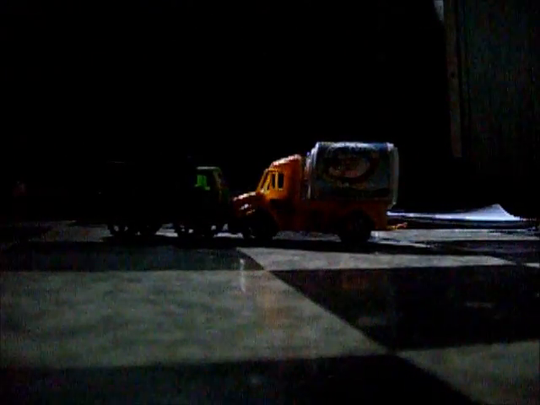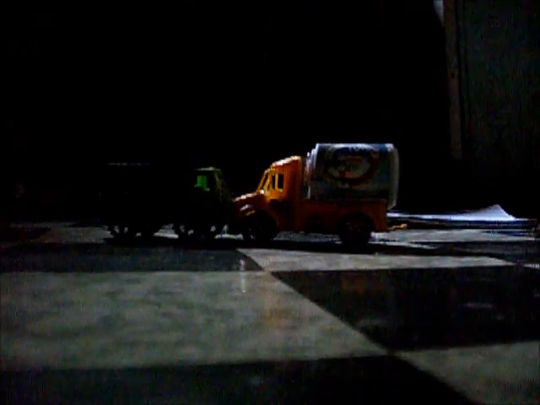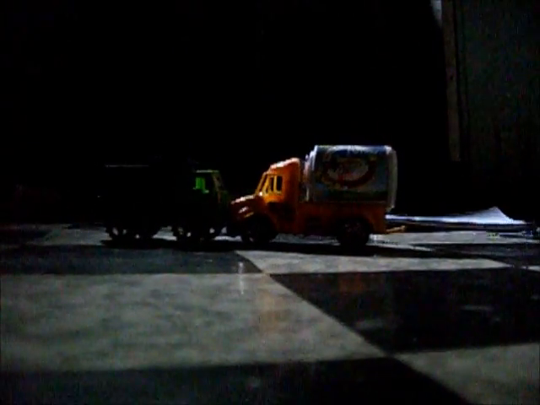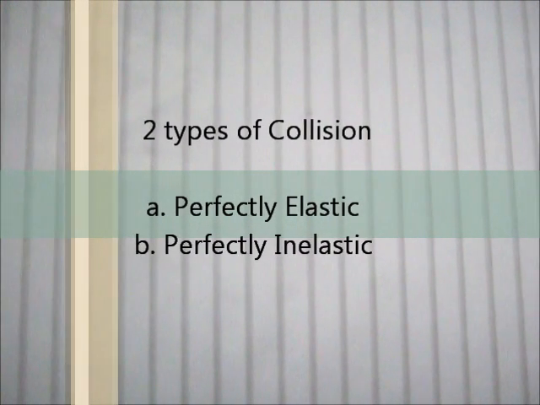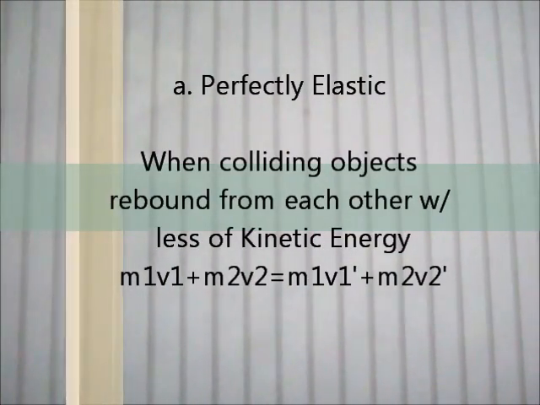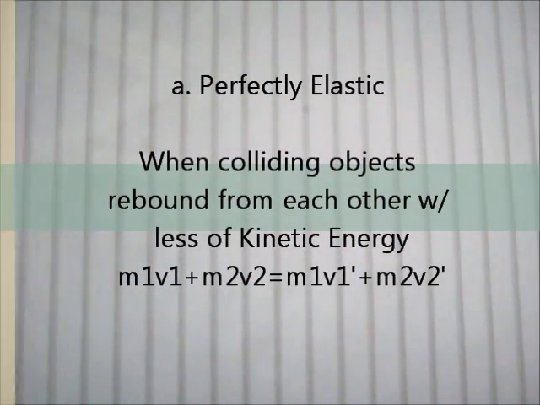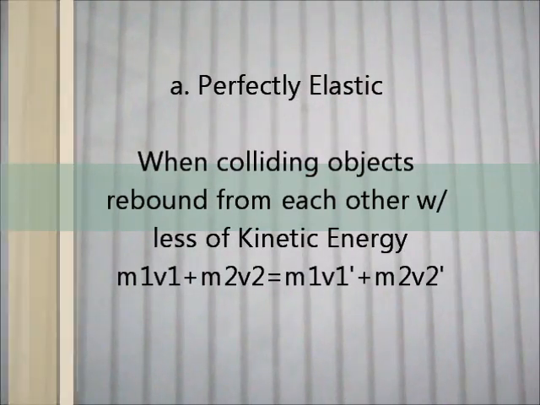Collision is any interaction of particles in which momentum is changed or transferred. Conservation of momentum means the total before collision is equal to the total after collision. There are two types of collision, perfectly elastic and perfectly inelastic. Perfectly elastic is when colliding objects rebound from each other with no loss of kinetic energy.